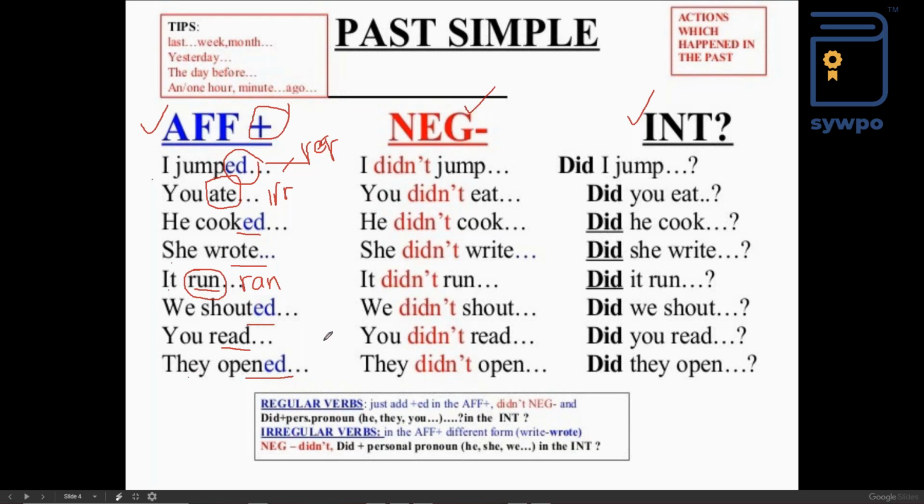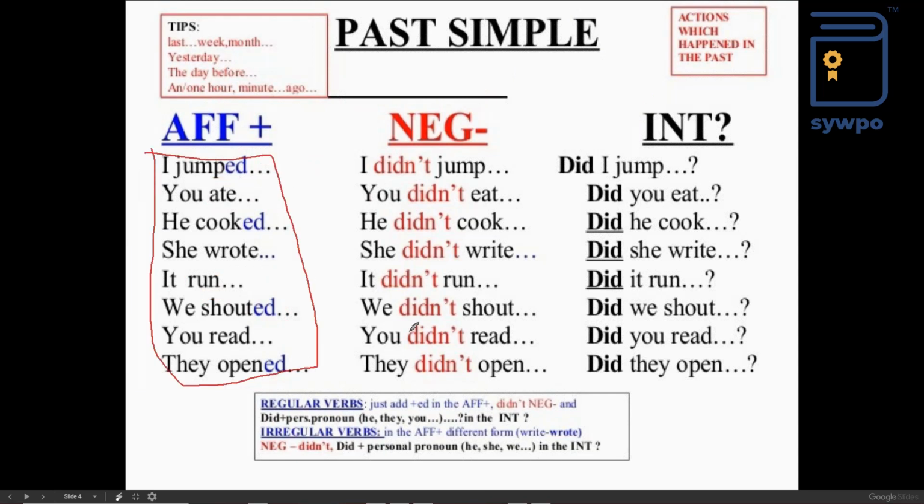I want you to write in the chat box the irregular verbs that you have seen here. Can you please write the irregular verbs in the chat box for me? Which ones are the irregular verbs? From here. Yes, can I have more responses, please?